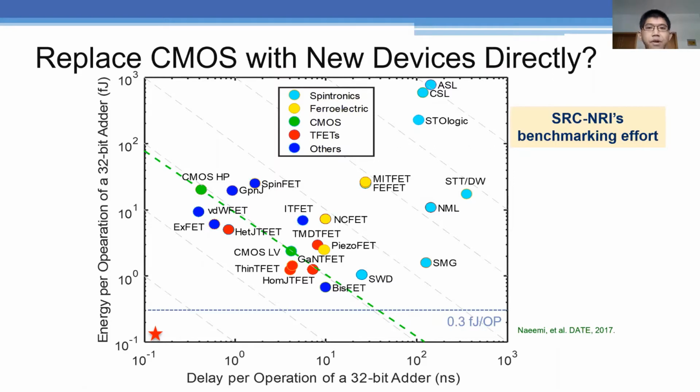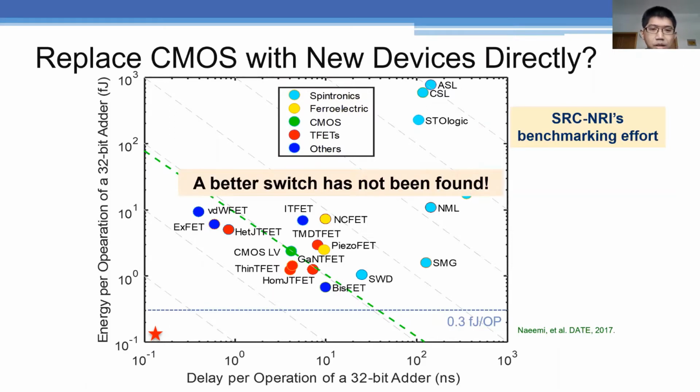But the bad news from this picture is that most of the new devices that are proposed have not been found to directly replace the CMOS in the context of digital machines. This picture shows the benchmarking result of the 32-bit adder in terms of energy per operation and the performance per operation.